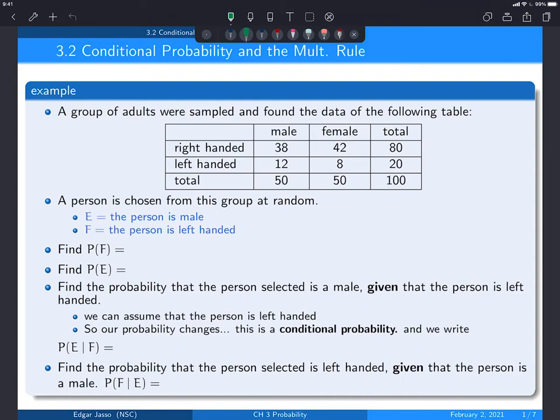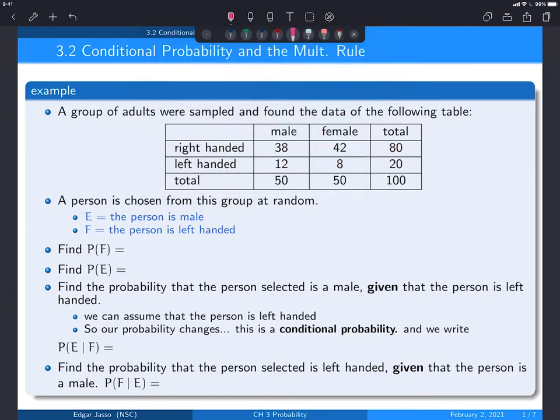Okay, so in this video I'm going to make a short introduction to conditional probability. So in this table I have a group of adults that was sampled and found how many are males, how many are females, and then across we have how many are left-handed and how many are right-handed. So in this table we're giving the totals here, total males and females for a total of 100, so it's all clear.